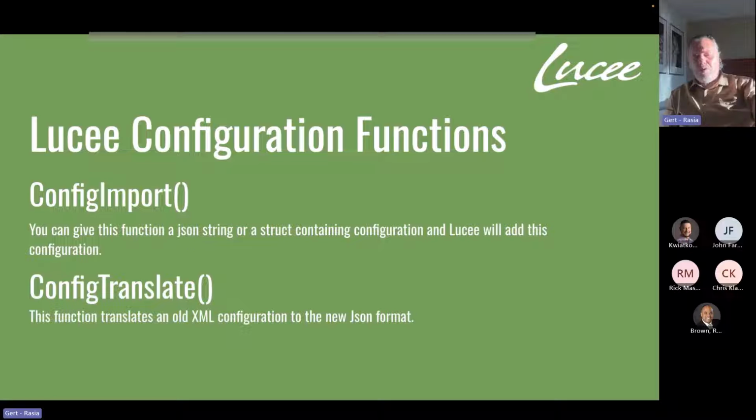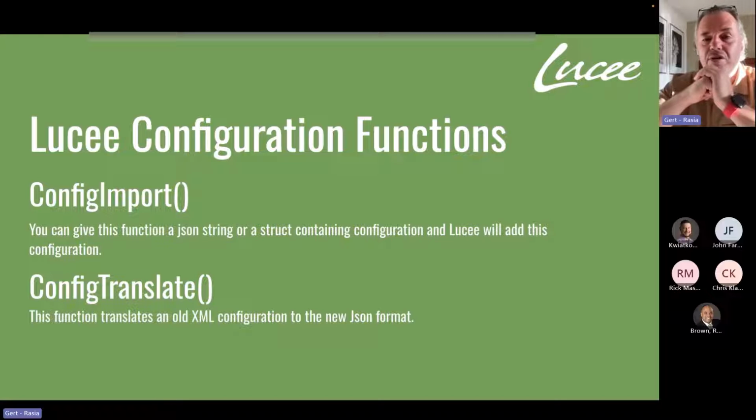Since we were working with cfconfig very many times, we wanted to use config import and config translate, which takes, for example, an existing Lucee XML. This is actually important for CommandBox because they can use these functions now to take the Lucee XML and convert it into a JSON configuration, which is helpful for everyone as well. So you can use these functions if you want to write your deployment scripts or your power-up scripts or your Docker startup scripts. So that is also very helpful.